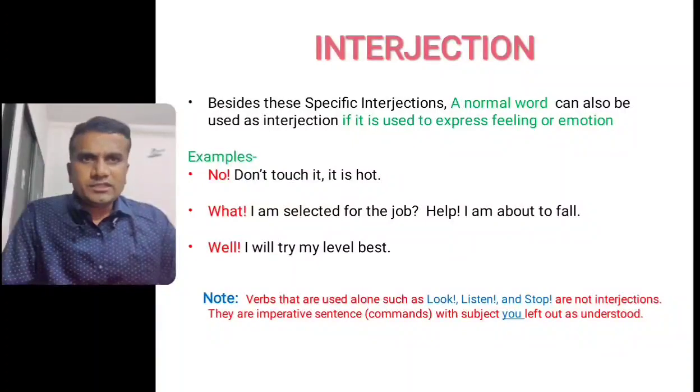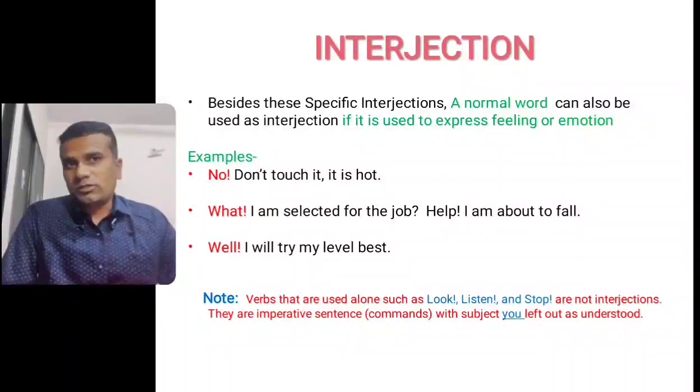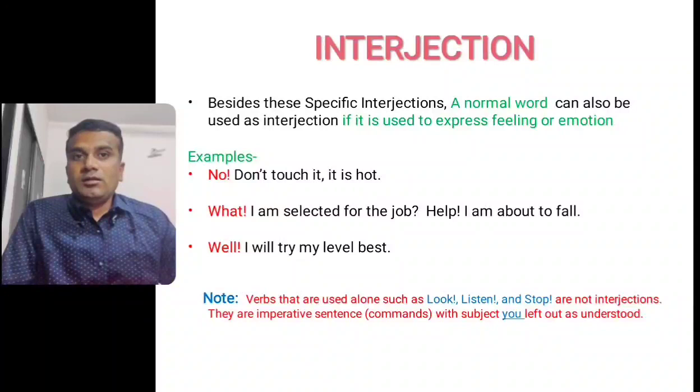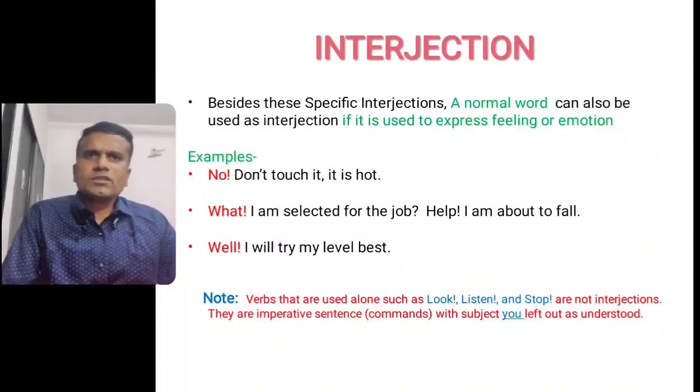What? I am selected for a job. Help! I am about to fall. Well, I will try my level best. See, here in these four examples, no, what, help, well, these are four normal words, but they can also be used as interjections. But the condition is that we have to use these words to express our feelings or emotions.